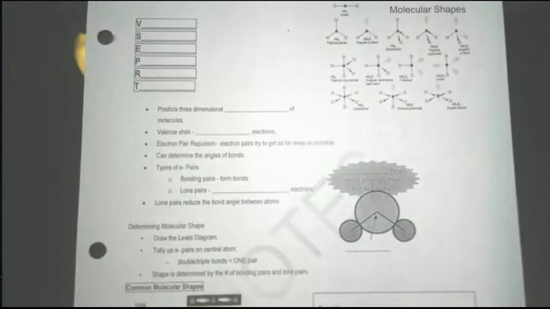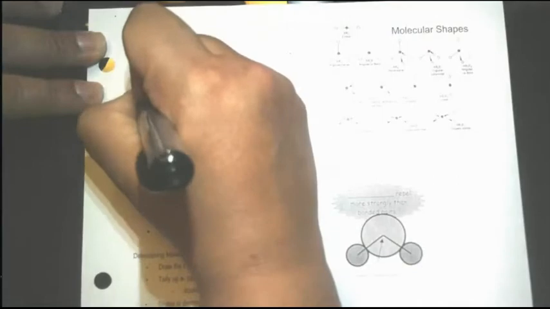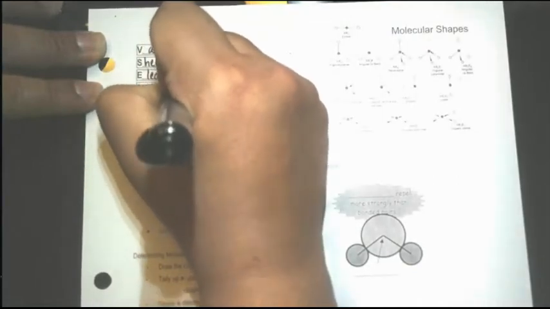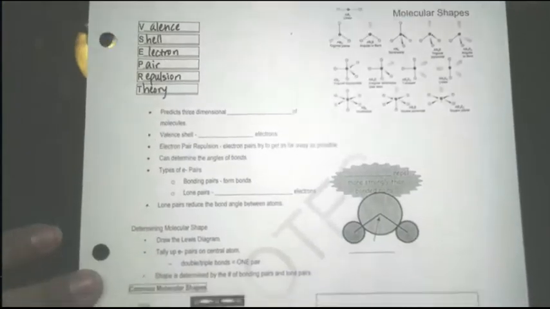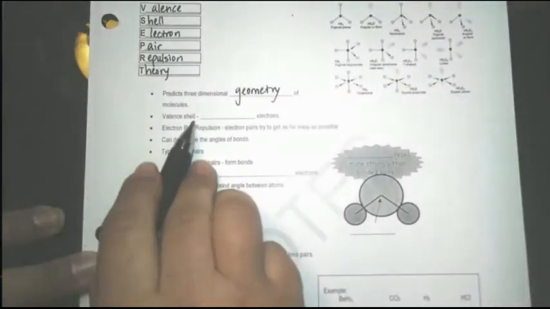There's something called VSEPR, which is short for valence shell electron pair repulsion theory. So it predicts the three-dimensional geometry of molecules. We know valence shell means the outer electrons, right?